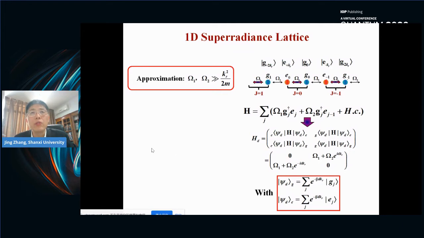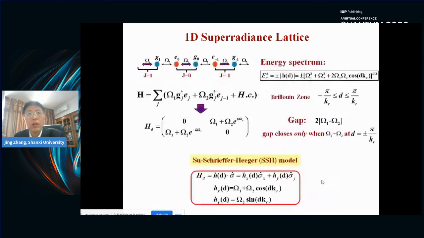Now we look at the energy band structure of this Hamiltonian. There are two different spins, G and E, in the unit cell. We may obtain the effective Hamiltonian using the Bloch waveform and calculate the energy band. The energy spectrum is composed of two bands, which are separated by a gap. The gap closes only when omega 1 is equal to omega 2.